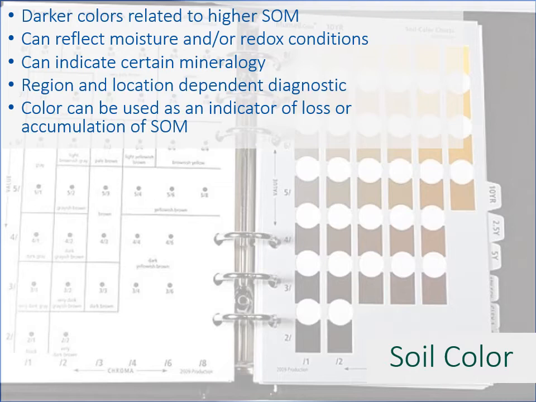Or you could dig a hole, look at that soil surface or look at that color at the soil surface and compare it to an adjacent non-cropped area, an undisturbed area where we would likely see higher organic matter in that undisturbed area.